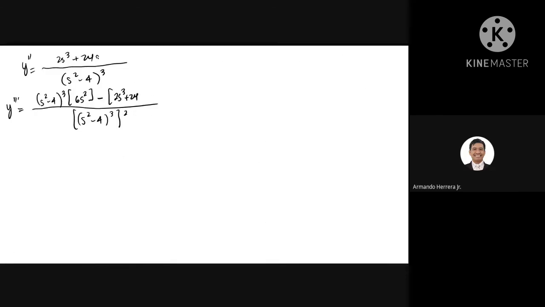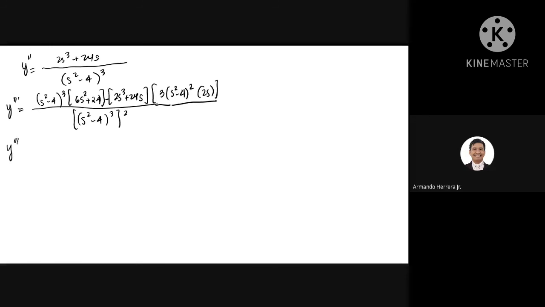There should be an s here. So, if there's an s there, there should be a 24s here. 6s squared plus 24, minus 2s cubed plus 24s times the derivative of (s squared minus 4) cubed, which is 3 (s squared minus 4) squared times 2s.